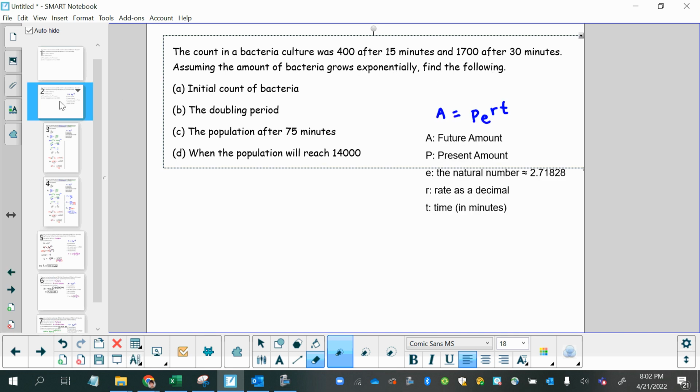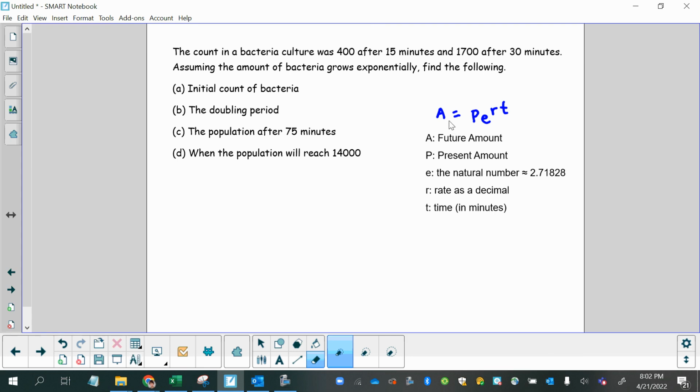Because we know it grows exponentially, or we're told to assume that, we would be using the exponential interest formula or exponential growth formula. The most common form of that formula is A, which means your future amount, is equal to P, the principal or present amount, times the natural number e to the power of the rate in decimal form and times time. This can be presented in different formats with different symbols, but it's always the same basic meaning.